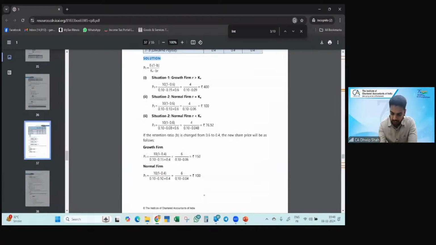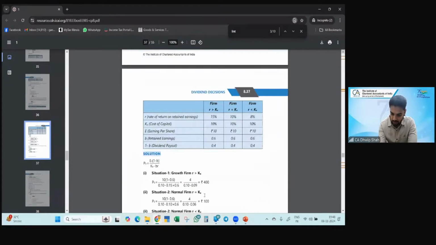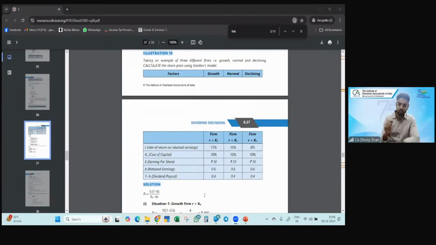So this was illustration 10 only. This current illustration is 10 only. Hardik, this illustration is 10 only. We are solving illustration 10 only.